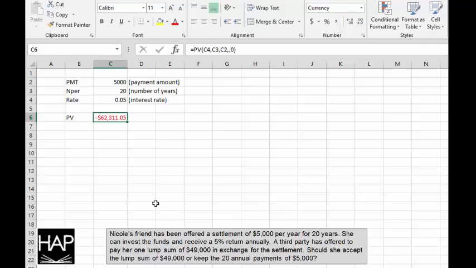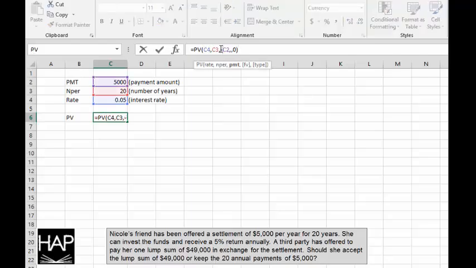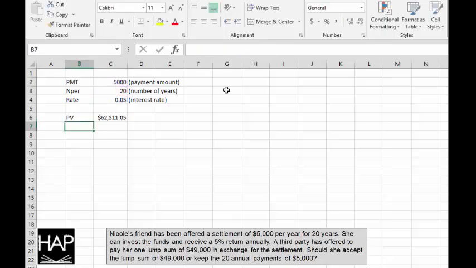This amount is showing up as negative because of a convention in Excel which makes the present value the opposite sign of the payment amounts. If we wanted to make it show up as positive, we could simply put the payment amount as a negative. And that gives us a positive value in the present value field.